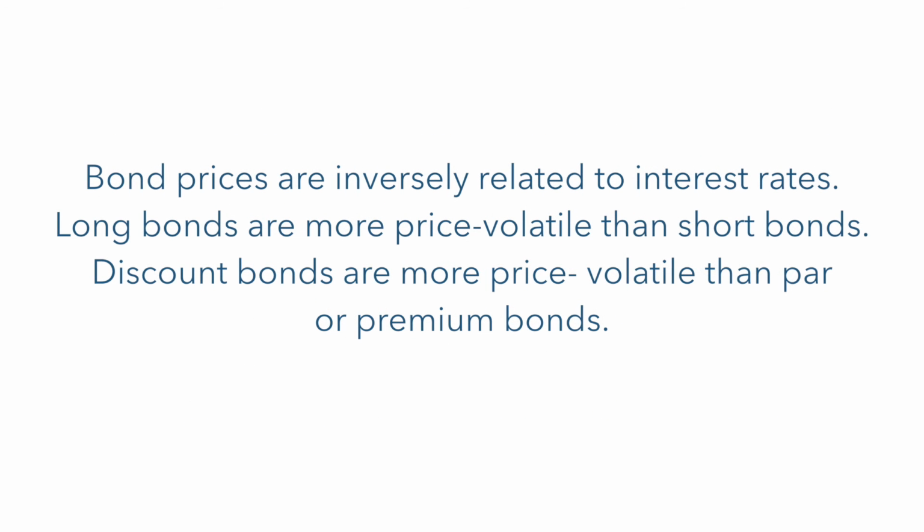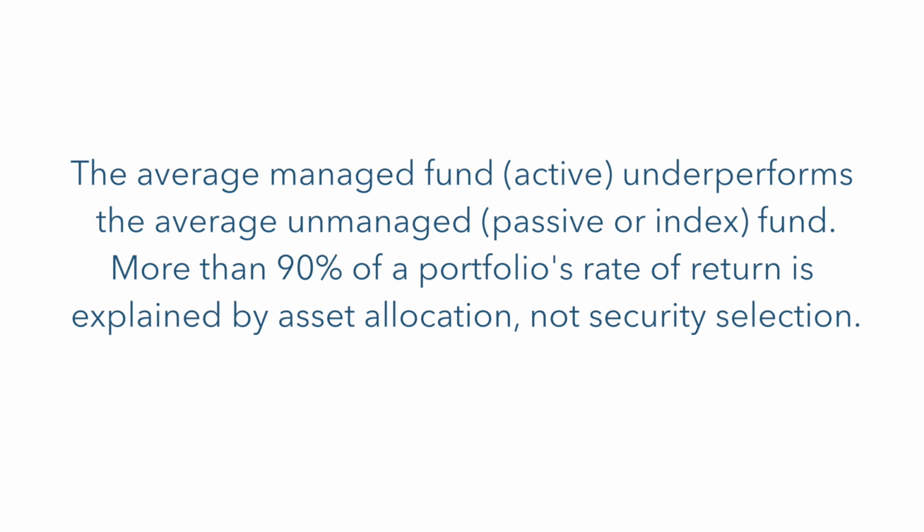Bond prices are inversely related to interest rates. Long bonds are more price volatile than short bonds. Discount bonds are more price volatile than par or premium bonds. The average managed fund, active, underperforms the average unmanaged, passive or index fund. More than 90% of a portfolio's rate of return is explained by asset allocation, not security selection.